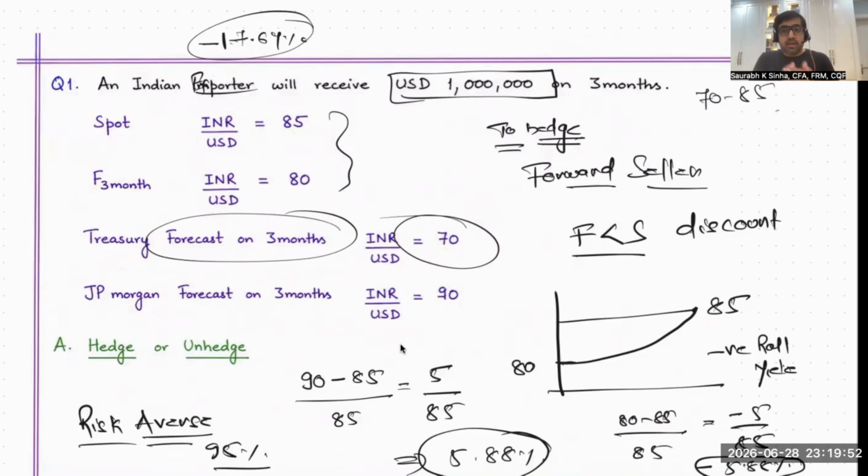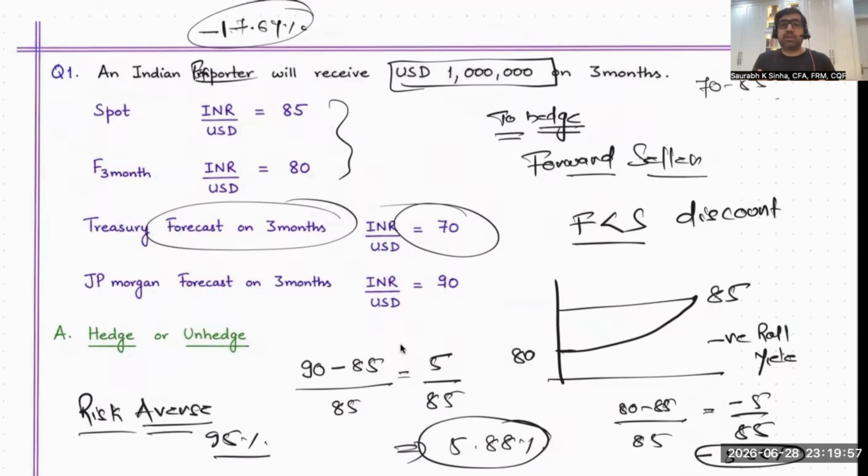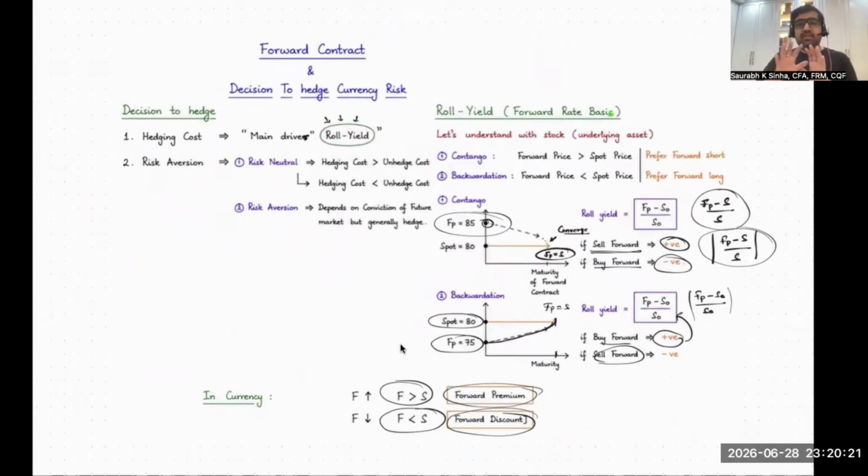However, in hedging, you're only incurring a cost of 5.88%. So why not hedge? Why incur such a huge loss, a 17.64% decline in value, and keep your position open and not hedge? So this is the way people think about whether to hedge with the help of a forward contract or a future contract. Now, one important piece of information: everywhere I have said forward contract.